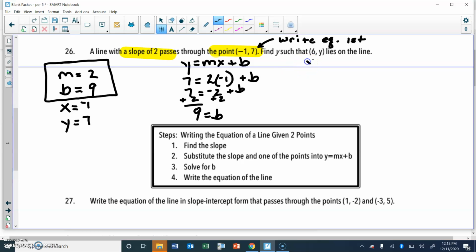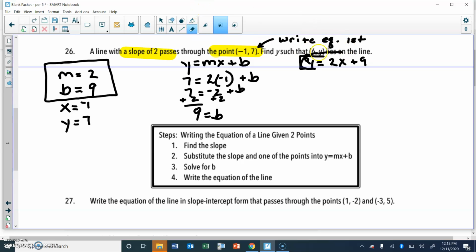I start out with y equals mx plus b, but I'm just going to rewrite this as y equals 2x plus 9. Oh, that's not my answer though. That's just the equation of the line.